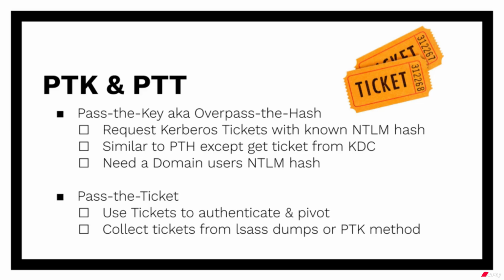Next up is pass the key, otherwise known as overpass the hash, along with pass the ticket. Pass the key involves requesting and collecting a Kerberos ticket from the KDC with a domain user's NTLM hash. And again, here the KDC is the domain controller. This is similar to pass the hash, but here we're providing the hash to get a ticket. And then with this ticket, we can then use the pass the ticket method to further move laterally.